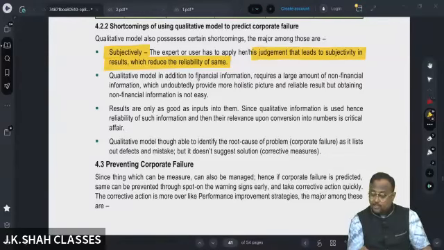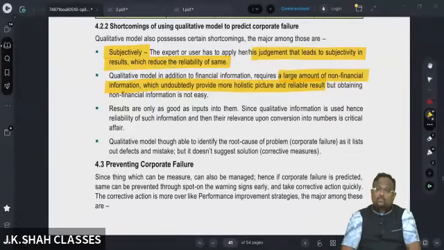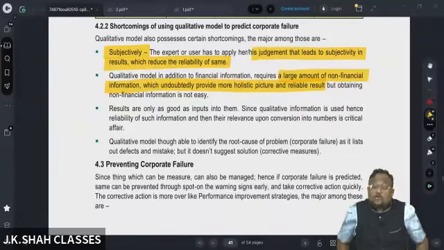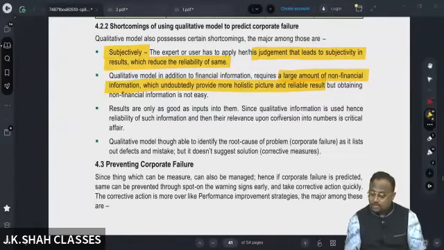Qualitative model, in addition to financial information, requires large amount of non-financial information, which is undoubtedly provide more holistic picture and reliable result. But obtaining non-financial information is not easy. Financial तो तुम लोग को official website पे मिल जाएगी, non-financial कहाँ से लाओगे? Results are only as good as inputs to them.